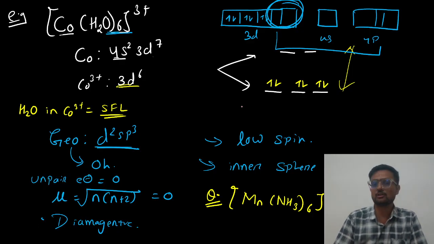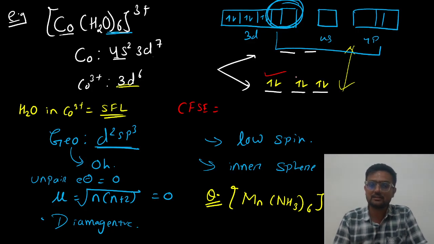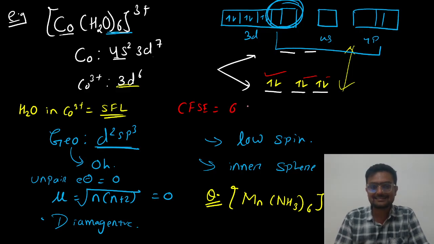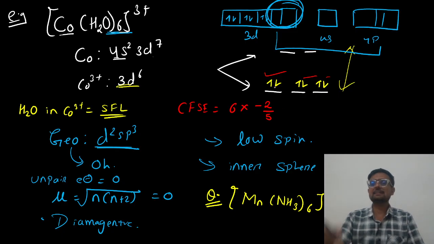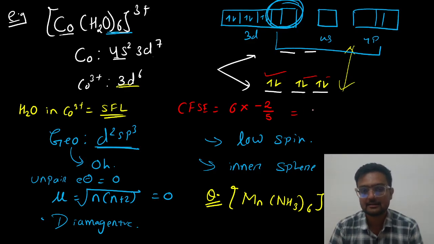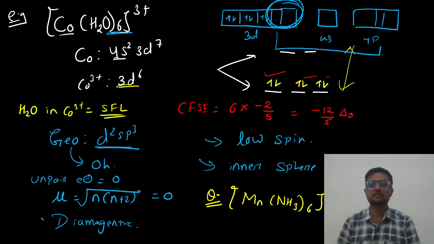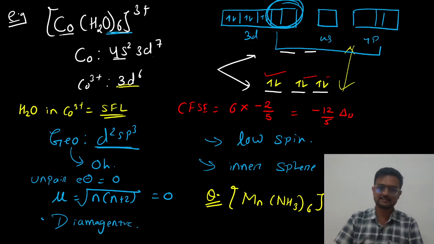So I'll give you an example of how to calculate CFSE for the above one. If I want to calculate the CFSE value, how many electrons are there? 2, 4, 6, right? 6 into the number of electrons in t2g. So what do I have to multiply by? I have to multiply by minus 2 by 5. And in eg, I have 0 electrons, so it will be 0. So it will be minus 12 by 5. This is going to be my CFSE value. I hope this is clear.